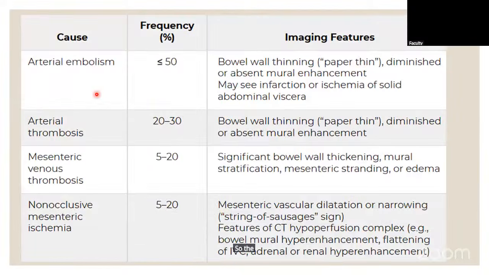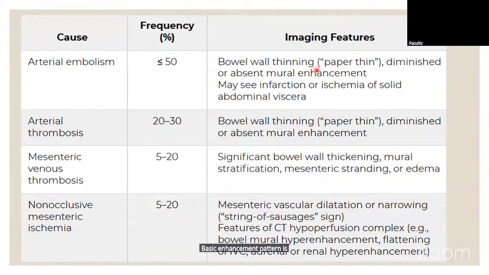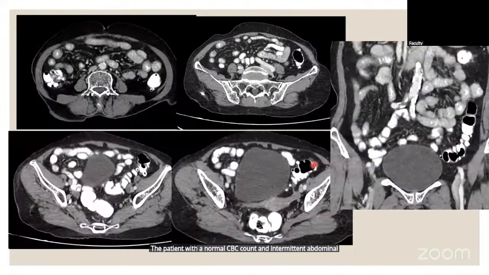So the commonest cause of bowel wall ischemia is arterial embolism or arterial thrombosis, where the basic enhancement pattern is absence of enhancement with paper thinning of the bowel loop, suggestive of gangrenous segment, while venous will show significant bowel wall thickening. The patient with a normal CBC count and intermittent abdominal pain, what do you think there is?